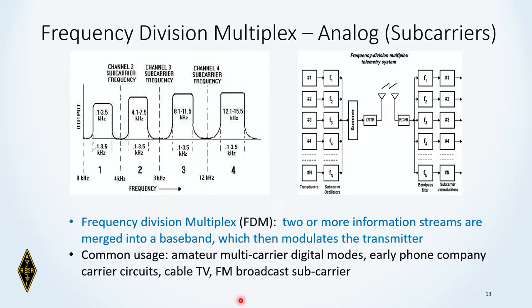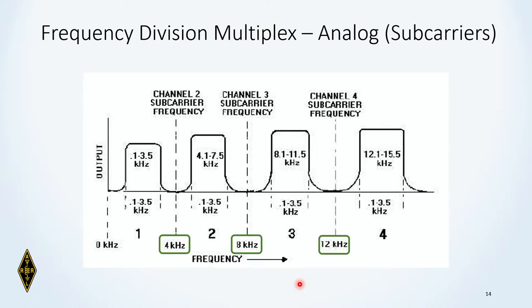And common usage in electronics: amateur multi-carrier digital modes, which we really won't get into. Early phone company carrier circuits work this way. Cable TV uses this technique. And FM broadcast subcarriers, the Muzak that's transmitted out to businesses from FM stations, uses a subcarrier. Now I'm going to expand this a little bit and kind of show how it works.